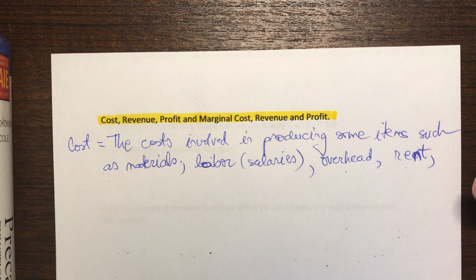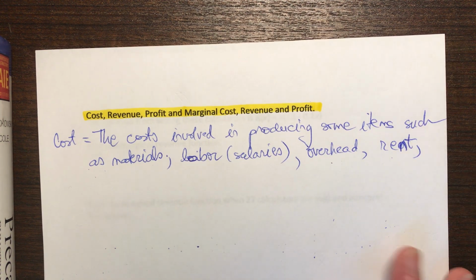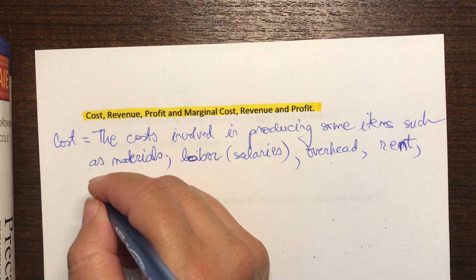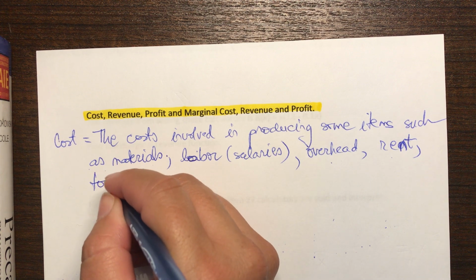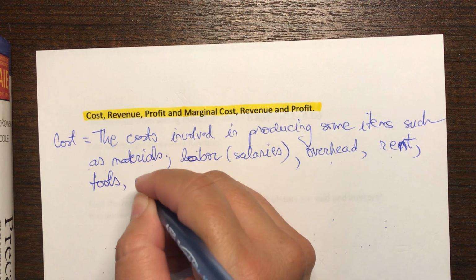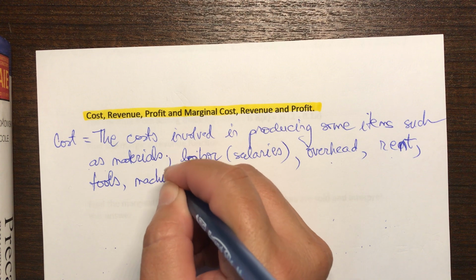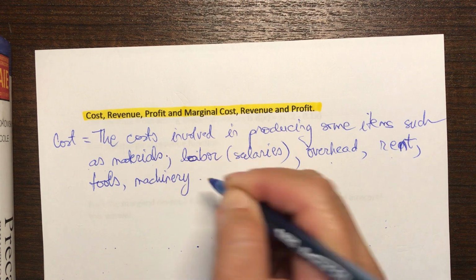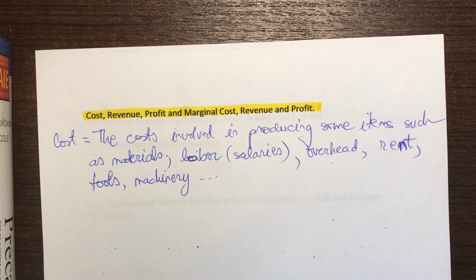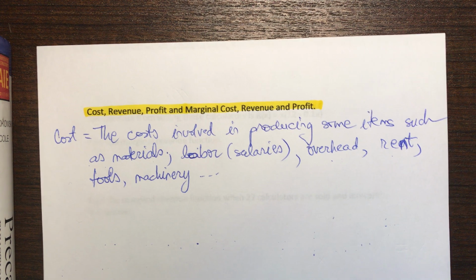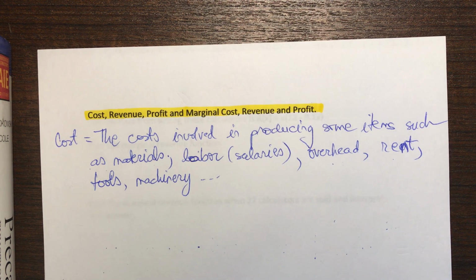rent for the business, what else? Tools, machineries, and again, all sorts of things. Maybe you're not even producing something. Maybe you have just a hair salon, right? Or some kind of business, some kind of beauty parlor, right? So you're providing a service.